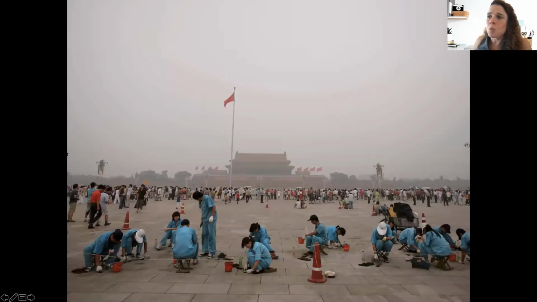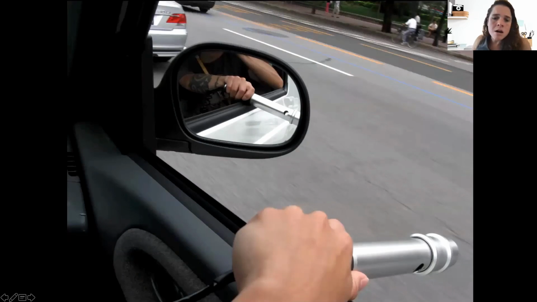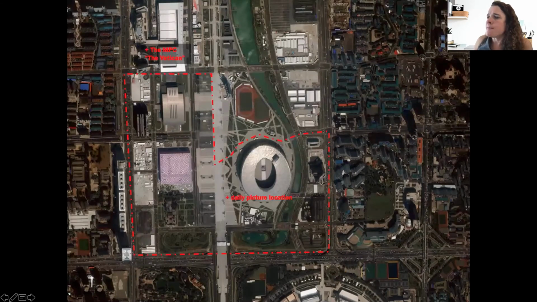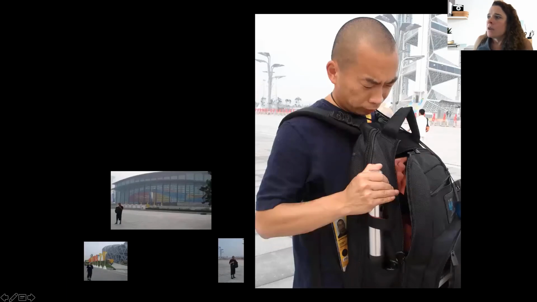And this is just one day before the Olympics in Tiananmen. And you can see that the hazy, soupy mess hasn't changed as much as we thought it would. So our reporters set out with their air quality sensors across the city. Here we can see that they went to the Olympic Park, Tiananmen, and the Temple of Heaven every day, as well as a daily walk in and around the Olympic stadium. Here's one of our reporters with the air quality sensor.